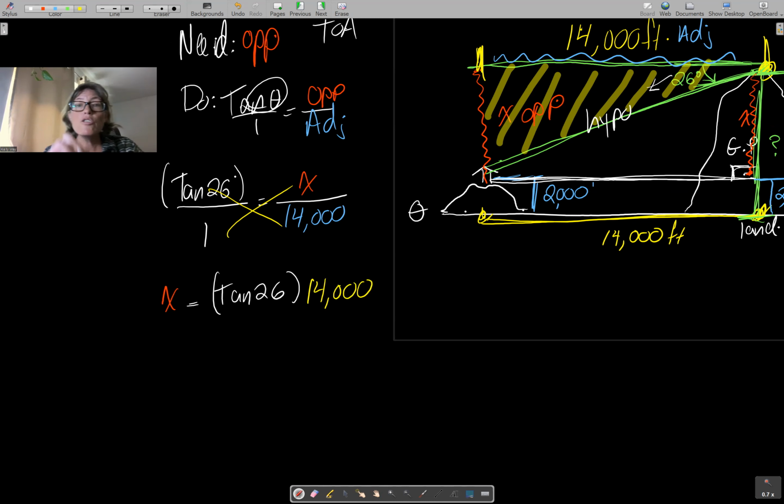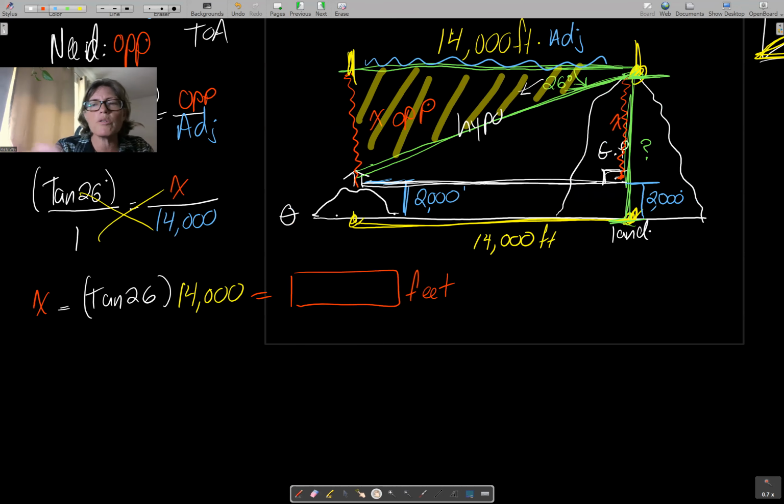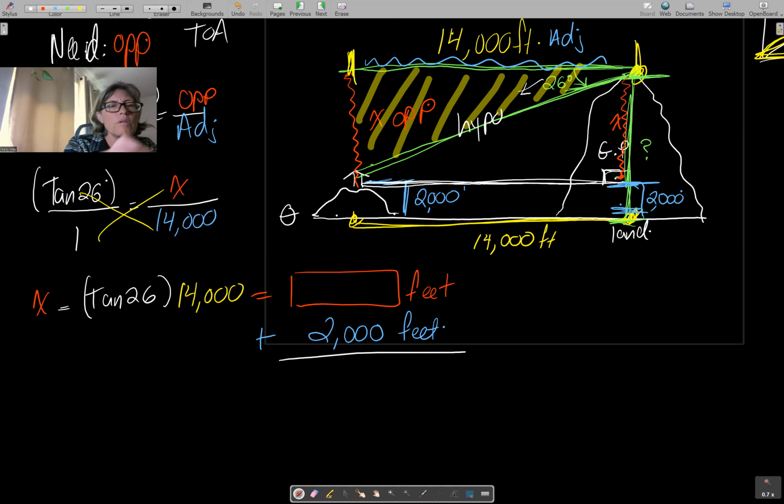Now, that's not your final height. Whatever you get there, it's not your final height. I'm going to keep that in red. It's going to be in feet. Because when you solve for this triangle, you're still 2,000 feet off the ground. So whatever that is, you still have to add 2,000 feet to it to get your total height.